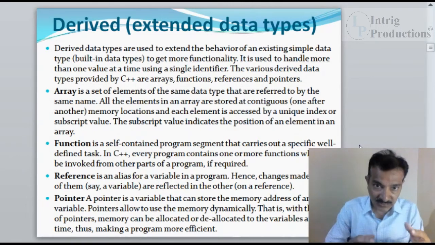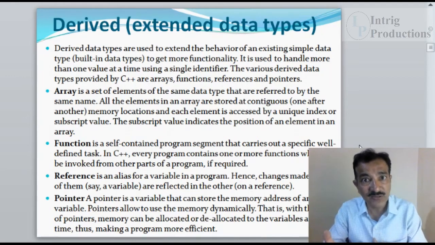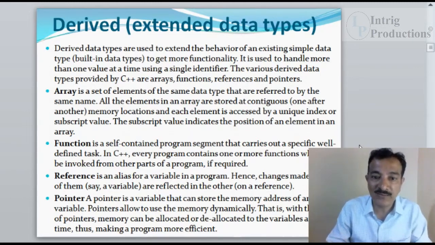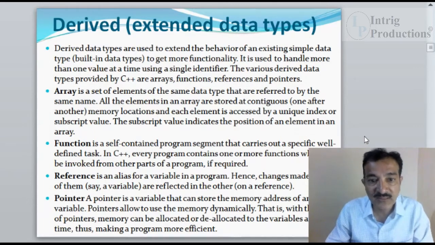And if j's value is changed, i's value is also changed, because j is referring to i. So whenever the value is changing, it's actually going and changing the value of i. So that is what a reference data type is.